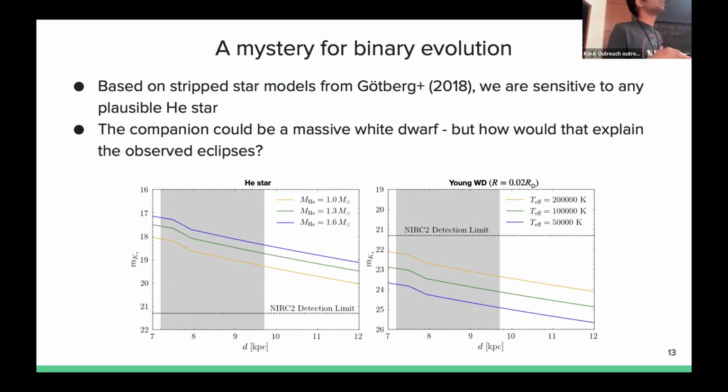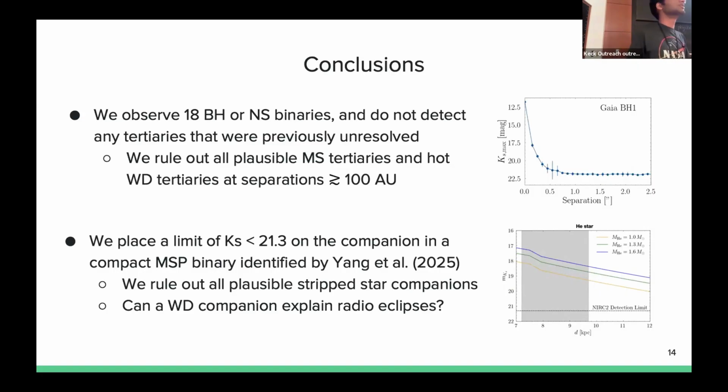Well, it could be a massive hot young white dwarf that would have evaded our detection. But how could that explain the observed eclipses in the radio light curve? Could it be due to some kind of wind from the white dwarf? Perhaps some interaction with some material that was ejected from the common envelope event? In any case, I'll leave that as a mystery for you to ponder while I throw out my conclusions here that you can peruse. Thank you for listening.